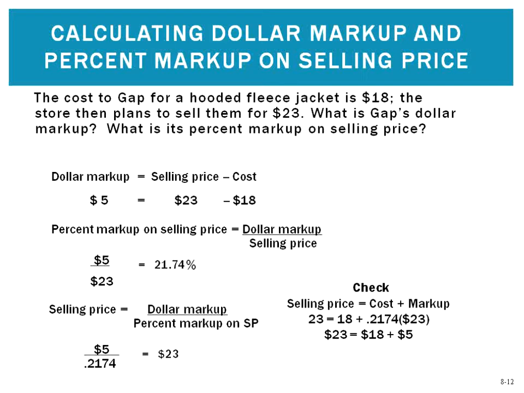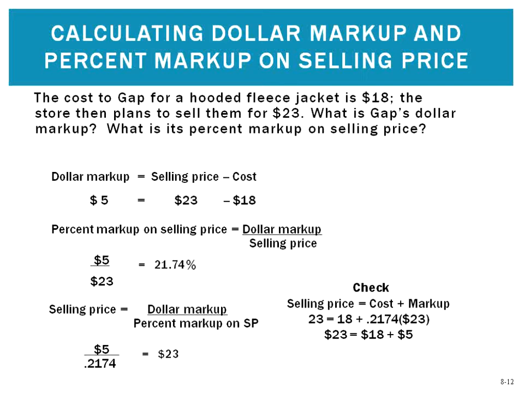Okay, so let's talk about it now. Now we're using the same example, but instead of cost-based, it's selling price-based. The cost to Gap for a hooded fleece jacket is $18. Hasn't changed. The store then plans to sell them for $23. What is Gap's dollar markup? What is the percent markup on selling price?